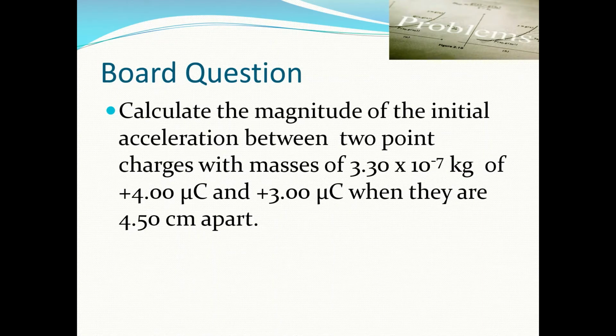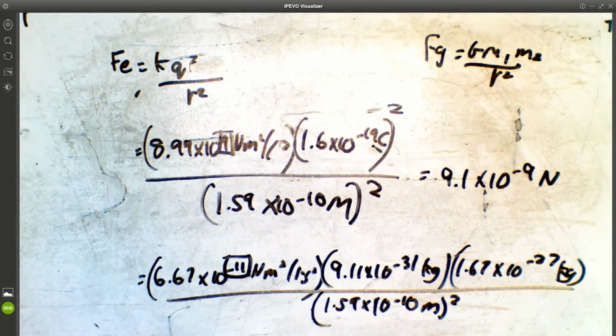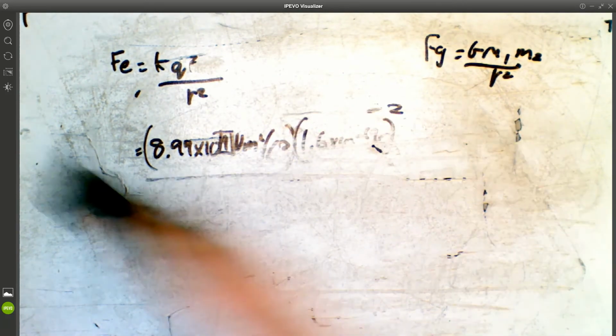So let's do a couple board questions. I want you guys to try them. Calculate the magnitude of the initial acceleration between 2 point charges of mass 3.3 times 10 to the negative 7. Those are the two charges when they're 4.5 centimeters apart. I want you to try this. Before you watch me do it, pause the video.